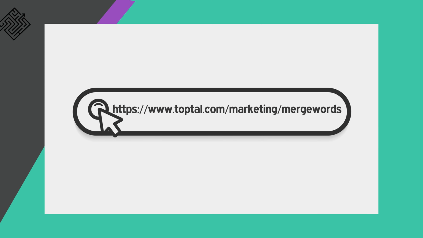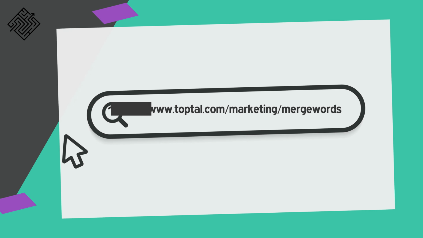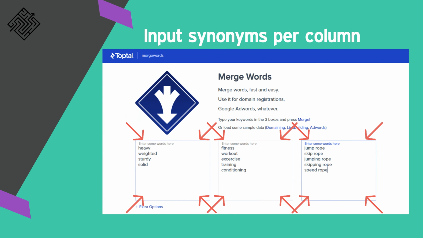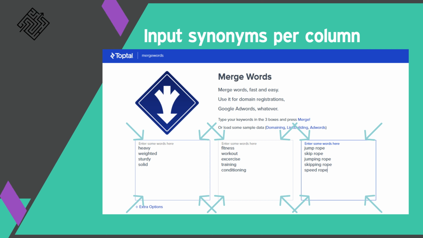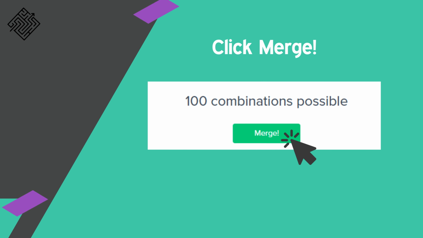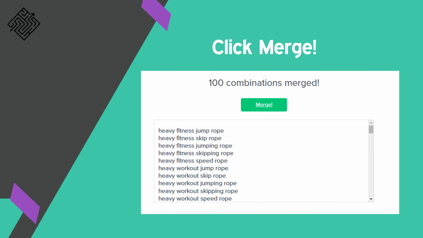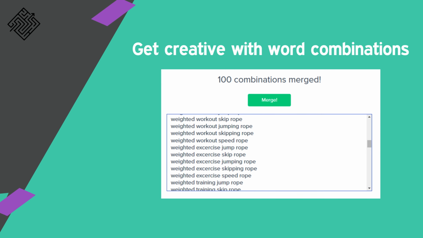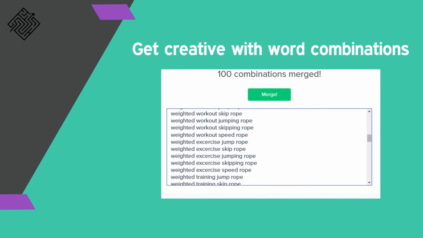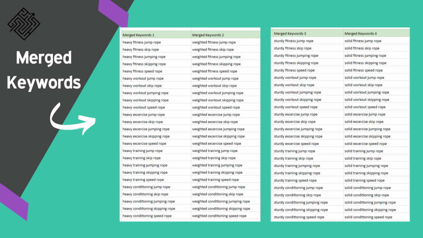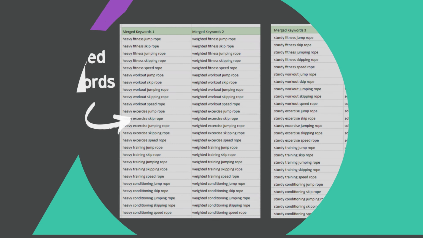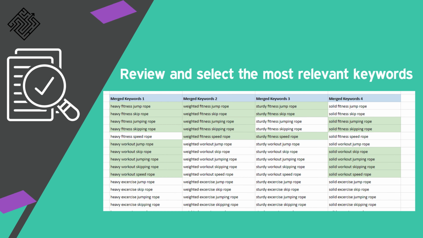Step 3, visit the Merge Words website and input all the synonyms per column. Click the Merge button to generate various word combinations. Step 4, get creative with word combinations and explore different possibilities. Here are some examples of merged keywords to inspire you. Step 5, once you've collected all the merged keywords, it's time to select the most relevant ones.